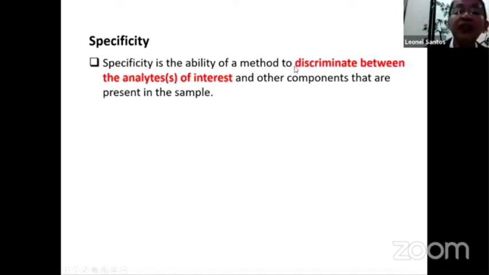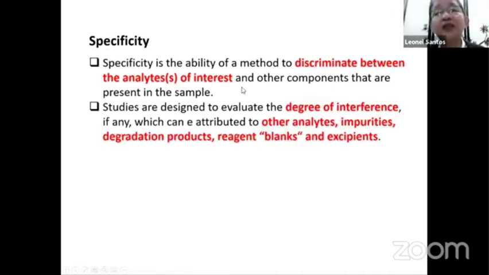Specificity would be discriminating between the analytes of interest and the other components. What other components? If you have a sample, for example a drug product, when you put it in solution there may be some impurities, degradation products, or excipients in there that could interfere in your analysis.